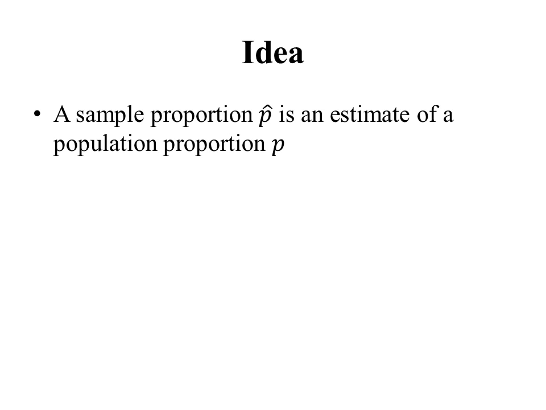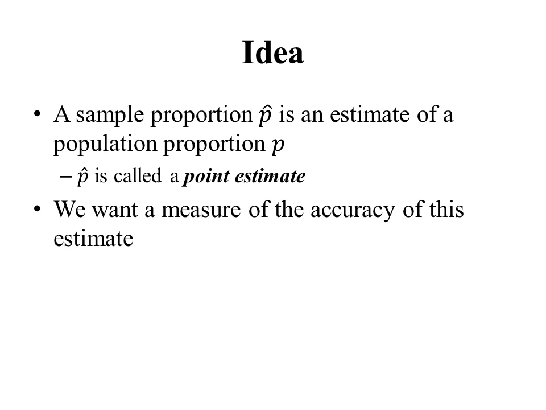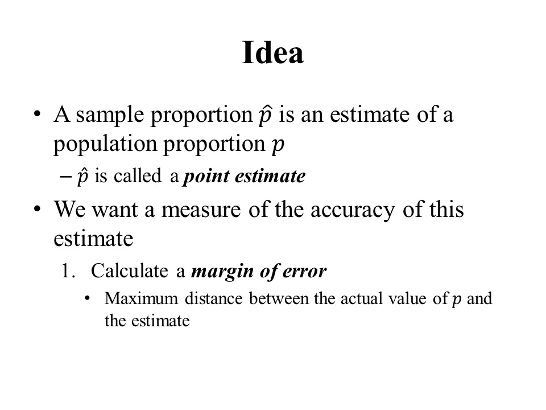The basic idea behind this section is, as we've illustrated in the past two sections, that a sample proportion p hat is an estimate of a population proportion p. Now the number p hat is a single number, and so we call that a point estimate of p. Well, whenever we estimate something, we want a measure of the accuracy of our estimate. And so we're going to measure that accuracy in this section with two ideas.